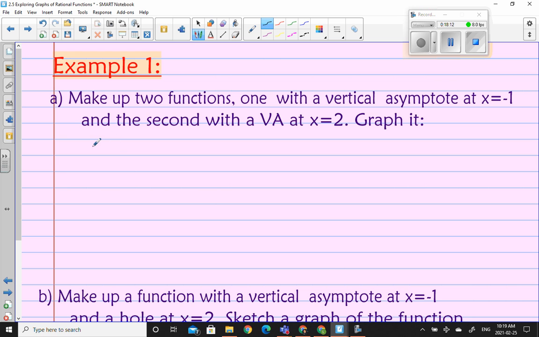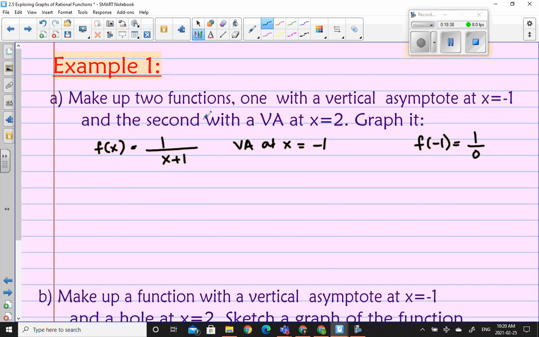So for the first one, I'm just going to make one up, 1 over x plus 1. There will be a vertical asymptote at x equals -1, because when I put -1 over here, I'll get 1 over 0. So f at -1 equals 1 over 0. So there's a vertical asymptote at that value of x, which is -1.